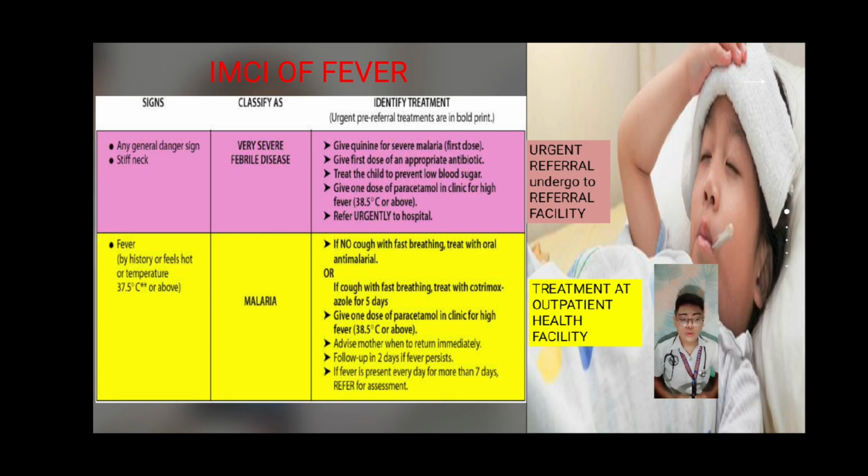Advise mother when to return immediately. Follow up in 2 days if fever persists. If fever is present every day for more than 7 days, refer for assessment.